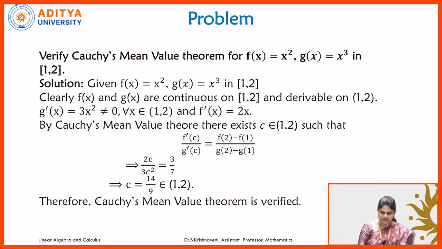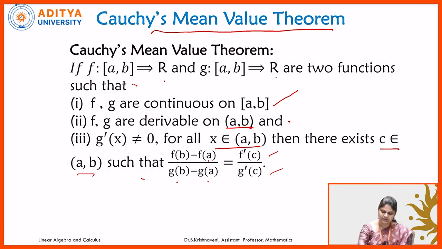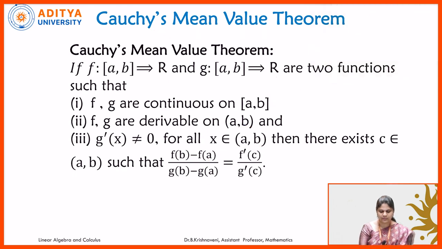Let us see the statement once again. Thereafter, we will move to the question, that is how to apply Cauchy mean value theorem. Let us consider two functions f, g from closed a comma b to R. If f, g are continuous on closed a comma b, f, g are derivable on open a comma b, and g dash x not equal to 0 for all x belongs to open a comma b, then there exists c belongs to open a comma b such that f of b minus f of a by g of b minus g of a is equal to f dash c by g dash c.